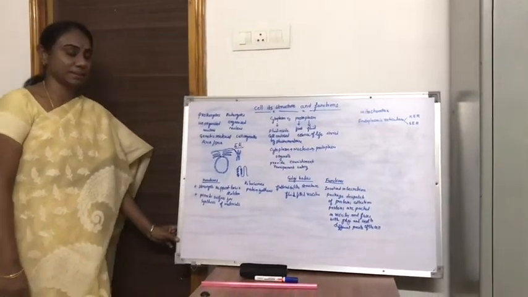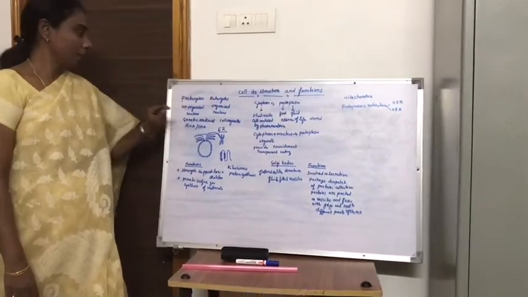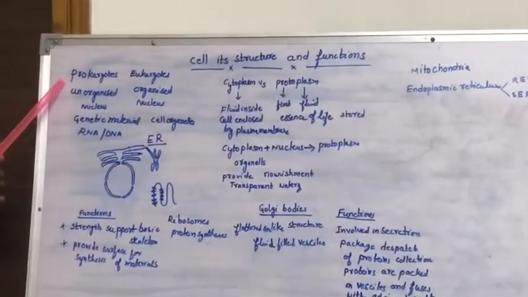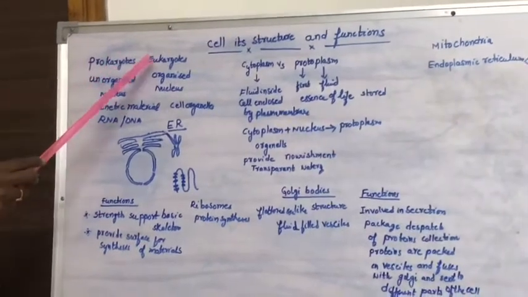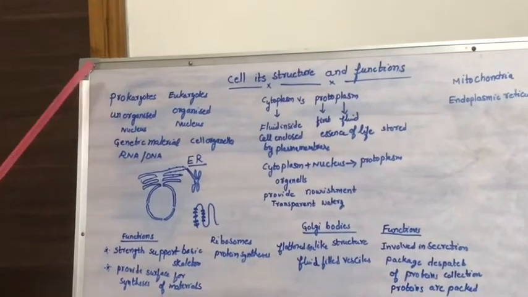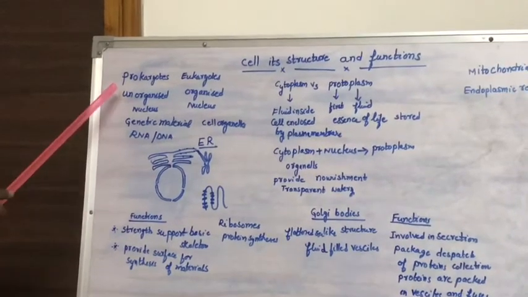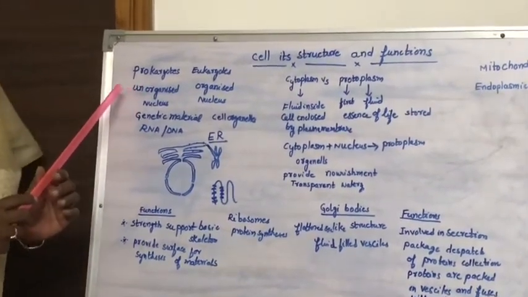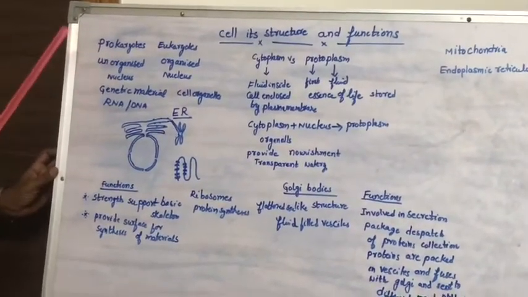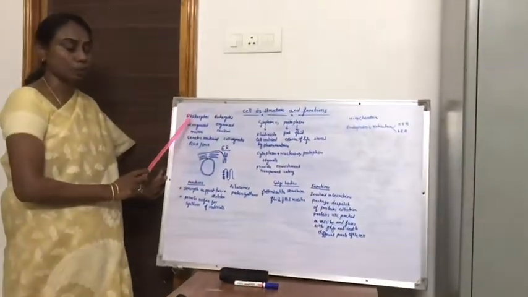Now today let us discuss another topic: prokaryotes and eukaryotes. Based on the presence and absence of nucleus, the cells are of two types, prokaryotes and eukaryotes. Prokaryotes means the cell in which there is an unorganized nucleus. What is meant by unorganized? Unorganized means no special shape or no membrane. Such a nucleus we call an unorganized nucleus. Such types of cells we call prokaryotes.